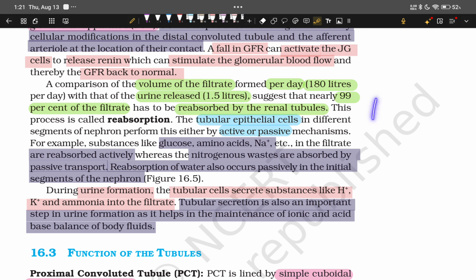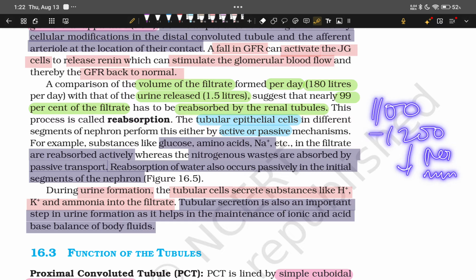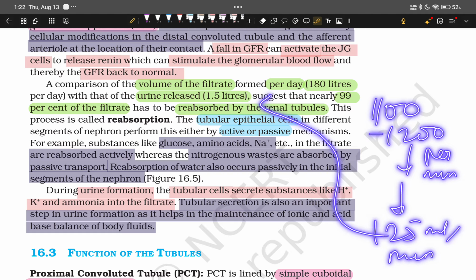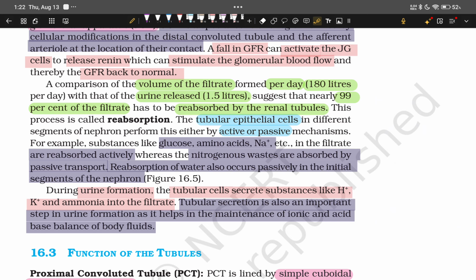So first of all, the amount of blood that entered was this per minute I'm talking about, and the amount of blood that was filtrate was this per minute, and then by that we can also calculate this, but that's not necessary.